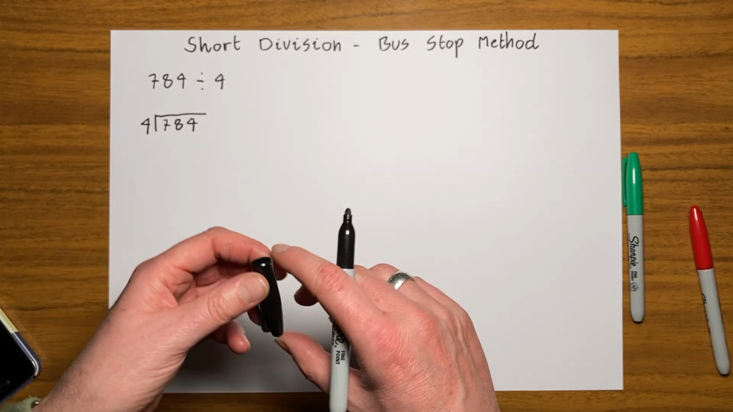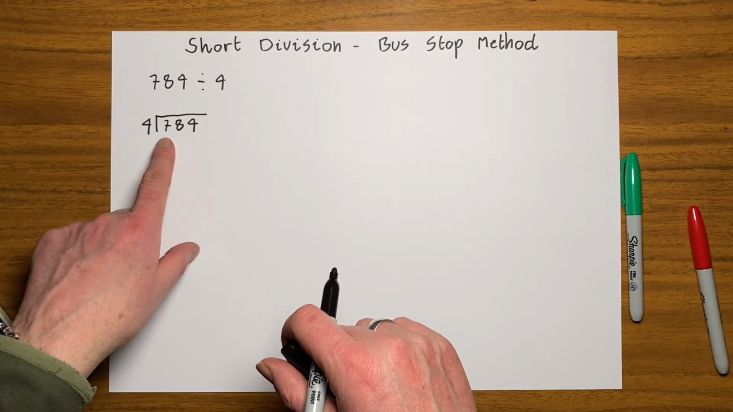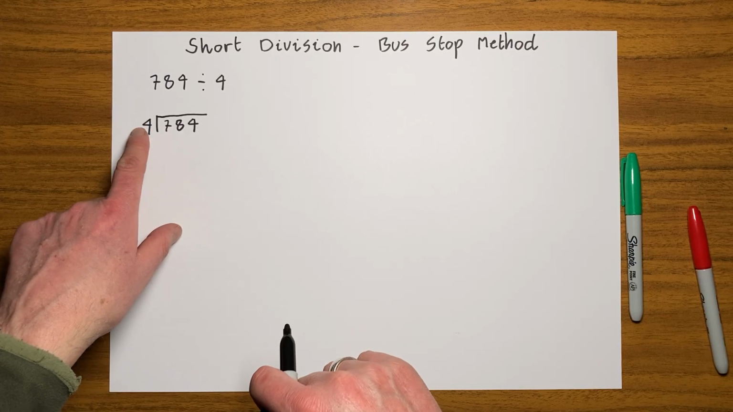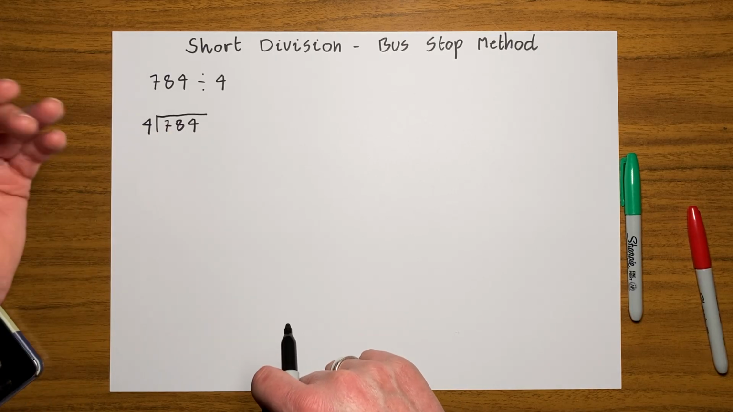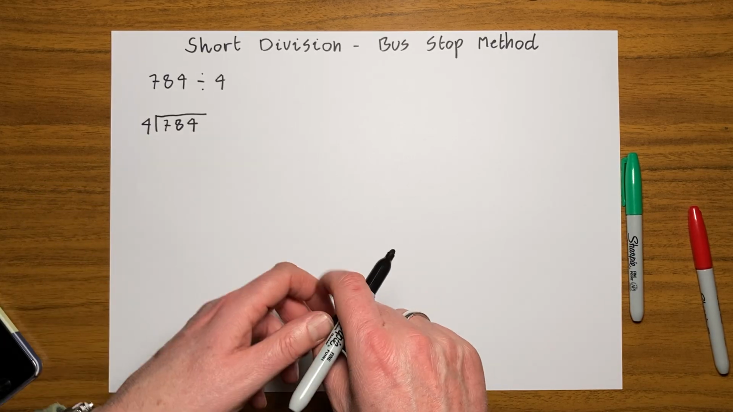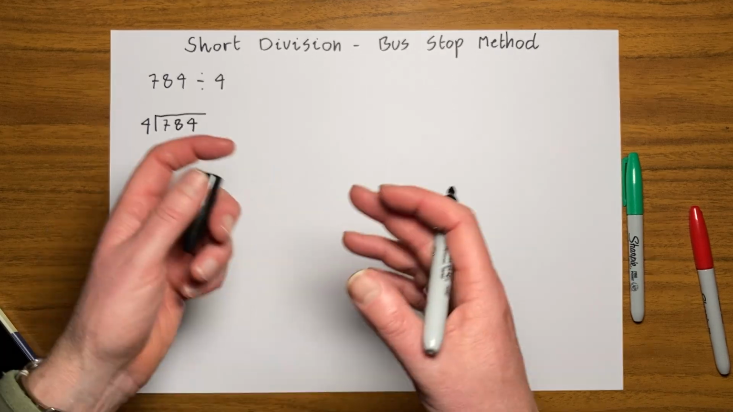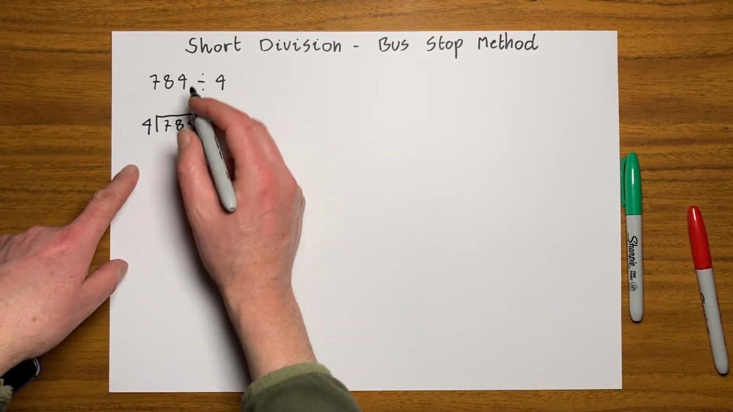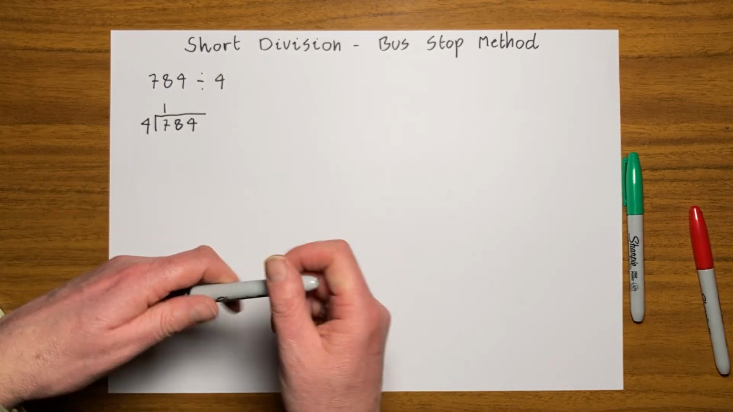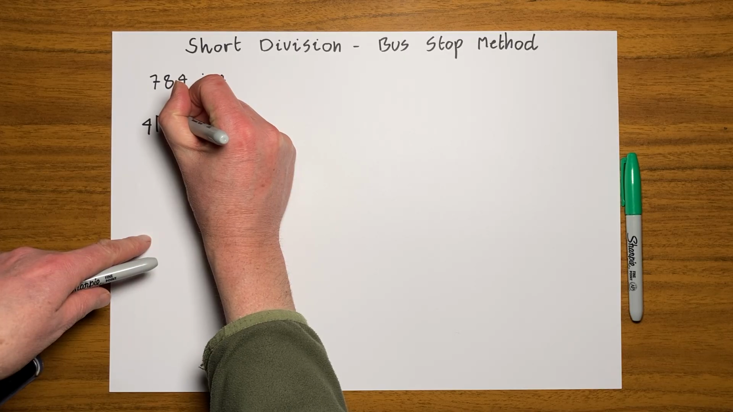Now we are going to make a start. This is one of these methods in which you don't use the place value. We know that that 7 there means 700. I'm not going to worry about how many 4s there are in 700. I'm just going to say to myself, how many 4s are there in 7? And we know that I can only get 1 4 in 7. I can't get 2 because 2 4s are 8. So how many 4s in 7 is 1? But then we have got some left over, and we've got 3 left over.